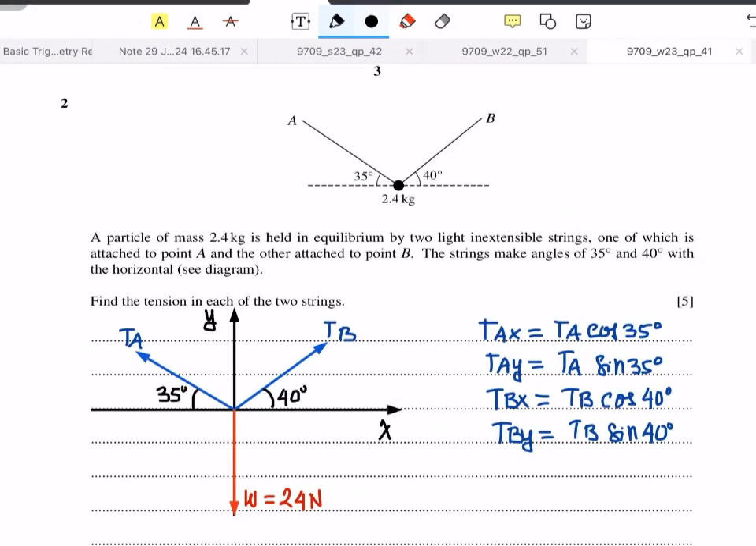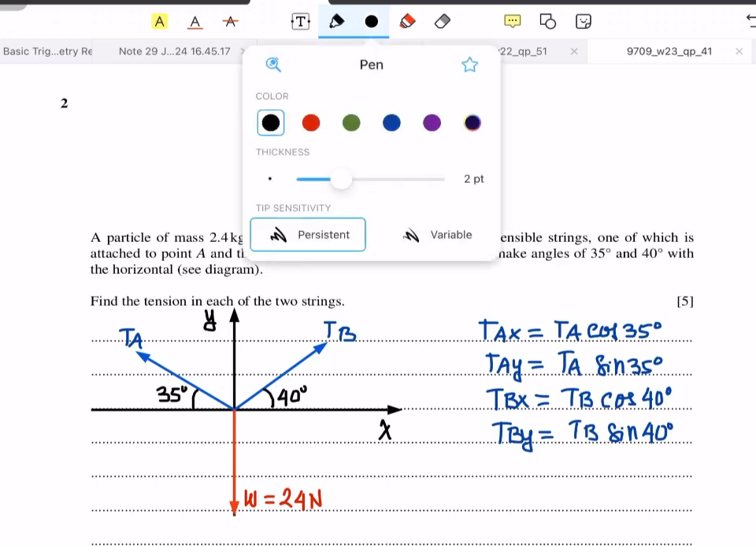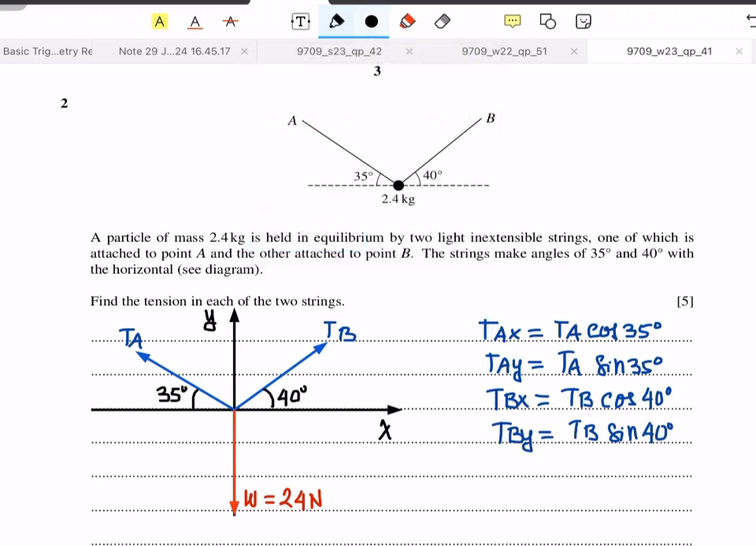Question 2. A particle of mass 2.4 kg is held in equilibrium by two light inextensible strings, one of which is attached to point A and the other attached to point B. The strings make angles of 35 degrees and 40 degrees with the horizontal. See the diagram. Find the tension in each of the strings. So first we draw the forces, the free body diagram in Cartesian plane.